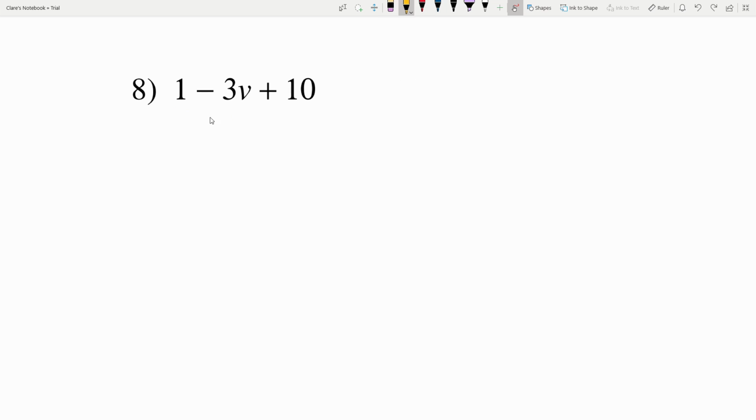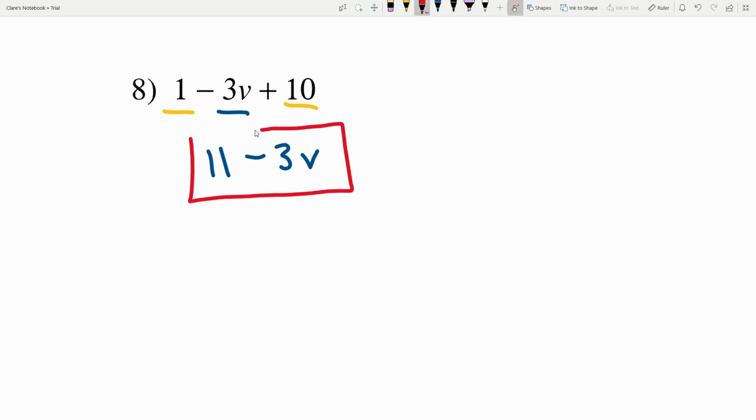In number 8, 1 and 10 are just numbers, and the 3v is all by itself. So let's go ahead and simplify by combining our constants together, and then the negative 3v will remain all by itself, and it will still be subtracted. So 1 plus 10 gives us 11, and we'll subtract that 3v. 11 minus 3v is our solution in number 8.